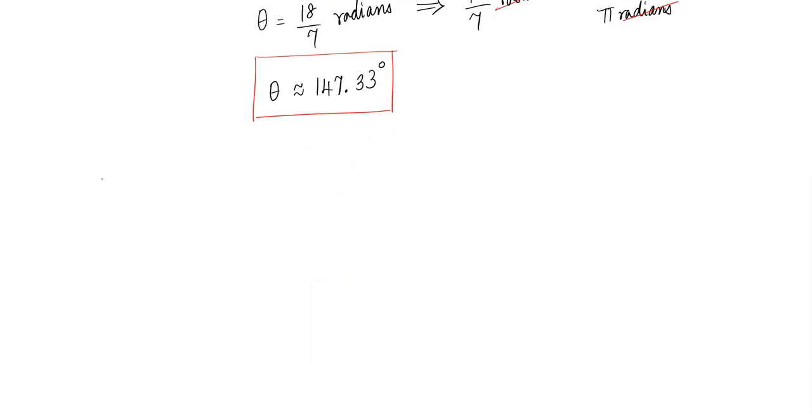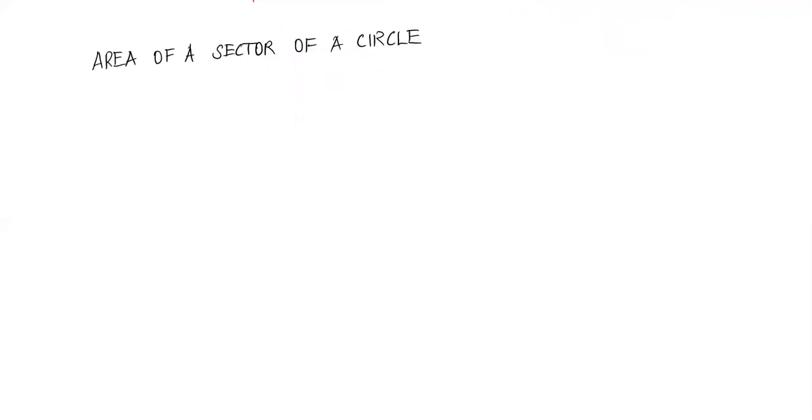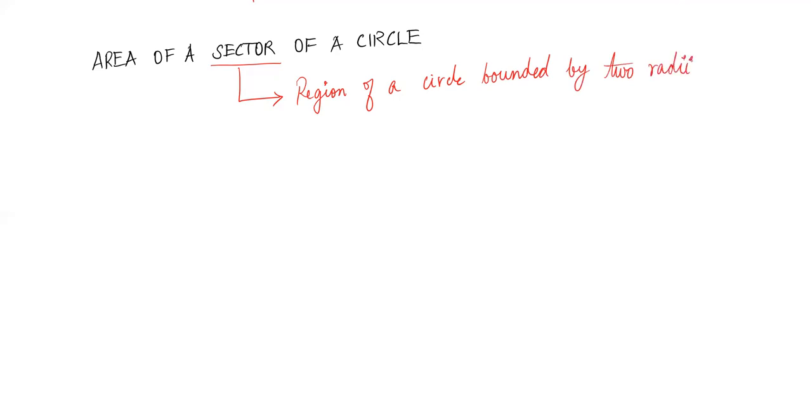Area of a sector of a circle. Let's think about this. This is talking about 2 things, area and then the sector. We know what a circle is, so let's go backward to understand this. Sector of a circle. So sector is a region of a circle bounded by 2 radii and an intercepted arc.